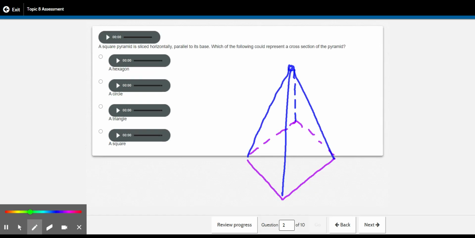And so we have a square pyramid that is sliced horizontally, parallel to its base. Which of the following could represent a cross section of the pyramid? So a square pyramid means that the bottom is a square, and now we're going to slice it horizontally. So if we were to slice it like this, what shape could it be? Again, the bottom is a square.